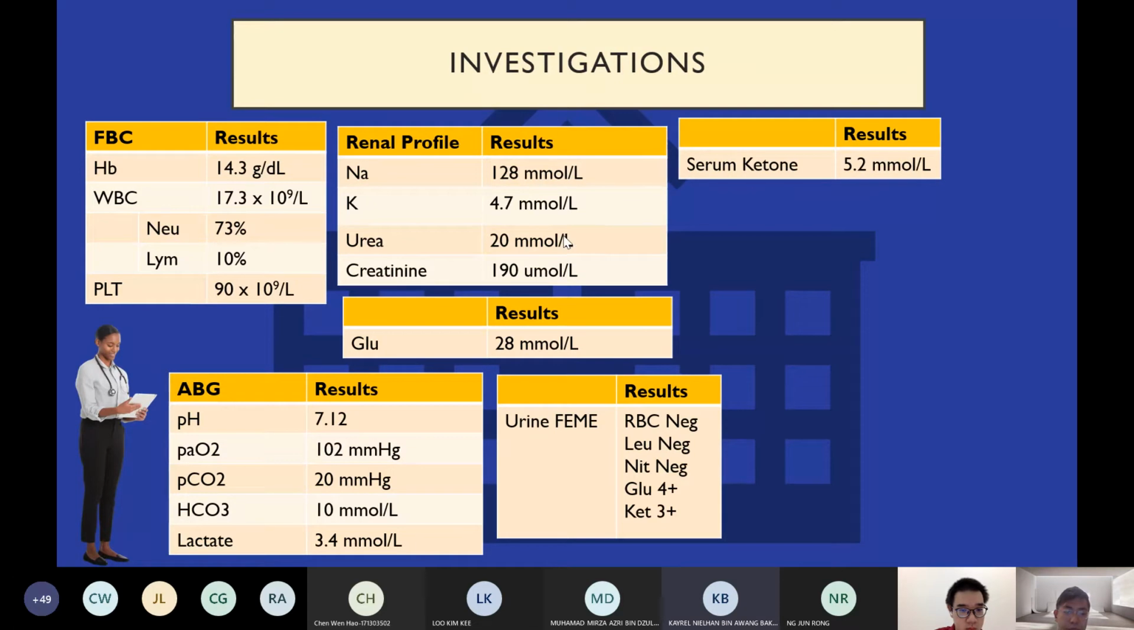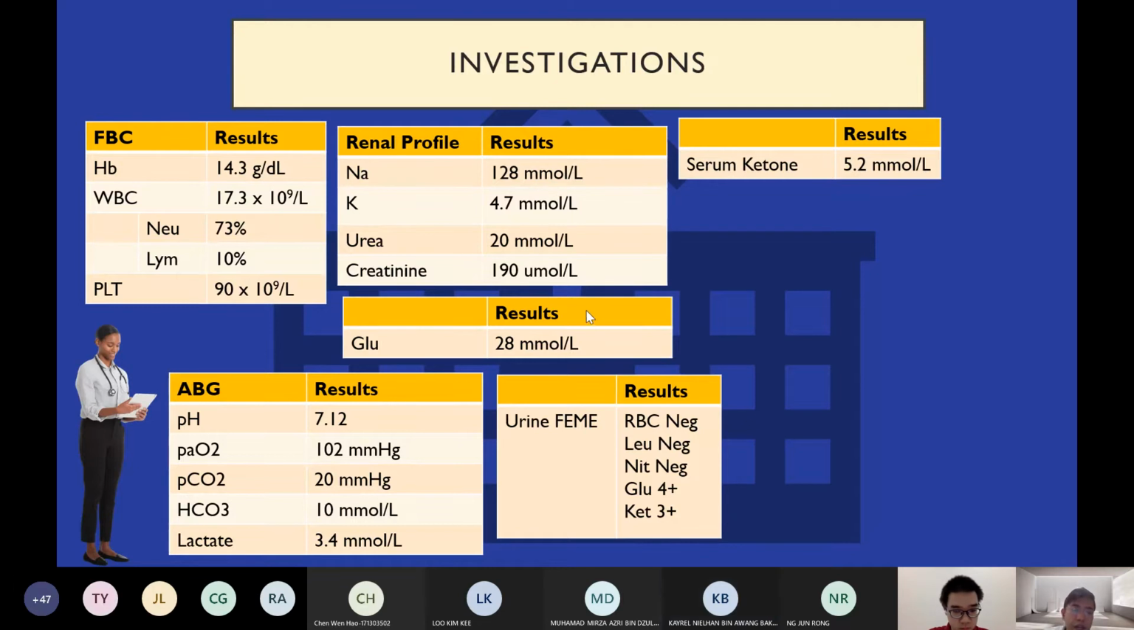And low CO2. So I think it's a metabolic acidosis with some compensation through respiratory. For the urine FEME, there's definitely glucose and also ketone present in the urine. Okay, so can you tie it all up together? Yeah, so the patient is currently in diabetic ketoacidosis with uncompensated metabolic acidosis, I think. Most likely secondary to infection.